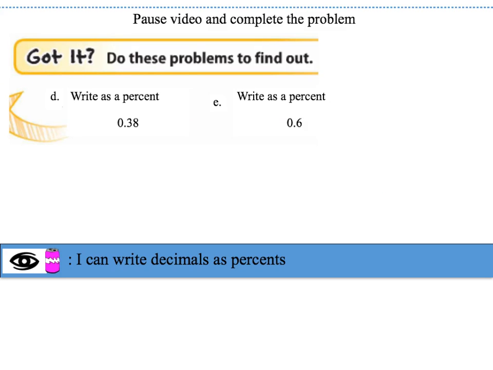So pause the video and complete these Got It problems, and we will discuss the answers in class tomorrow. Notice I have 2 Got It problems on this slide, Got It problem D and Got It problem E. Please be sure you show a diagram, either a tape diagram or a 10 by 10 grid, to show what each looks like as a percent.